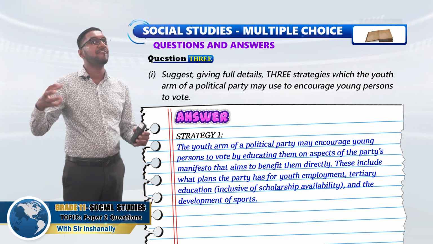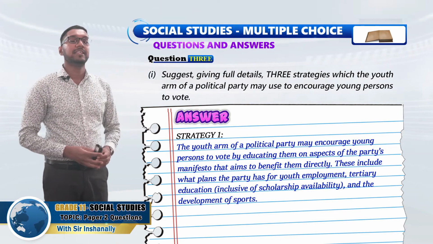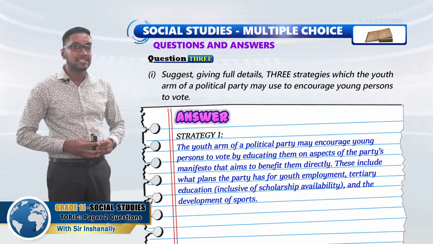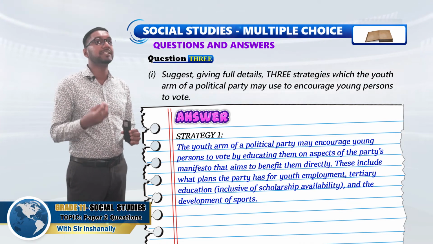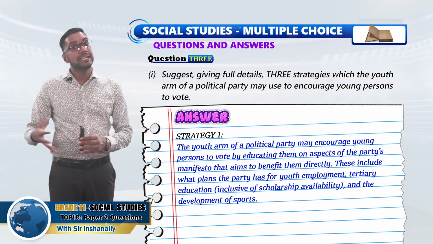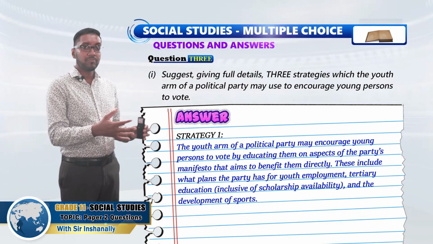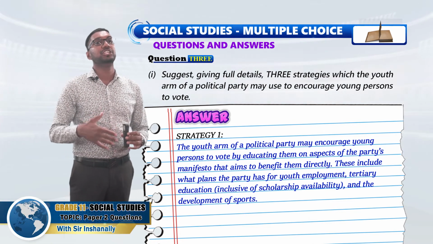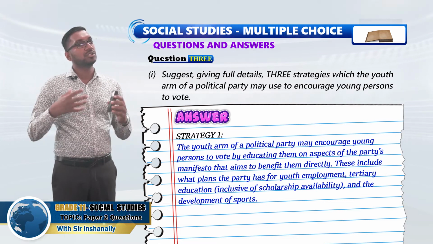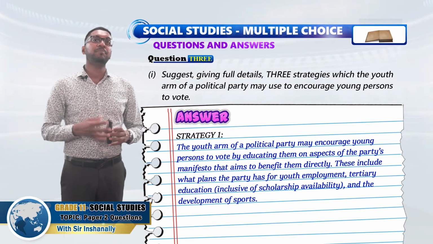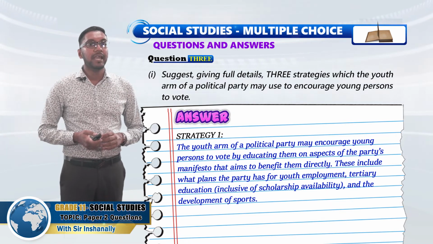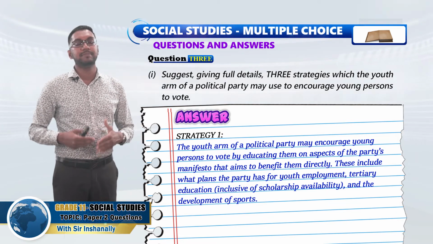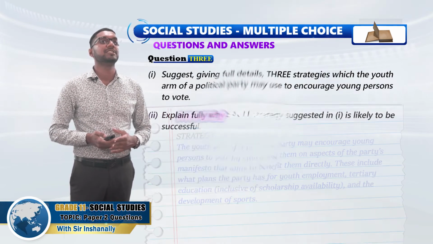So the party's manifesto, its official document that highlights the plans that the political party has and hopes to implement if it gets into power, must certainly be discussed amongst young people and must have plans and programs that speak specifically to the human development of the youth. So yes, educating young people on the party's manifesto would surely be a very important strategy that the youth arm of a political party may use to encourage young persons to vote.